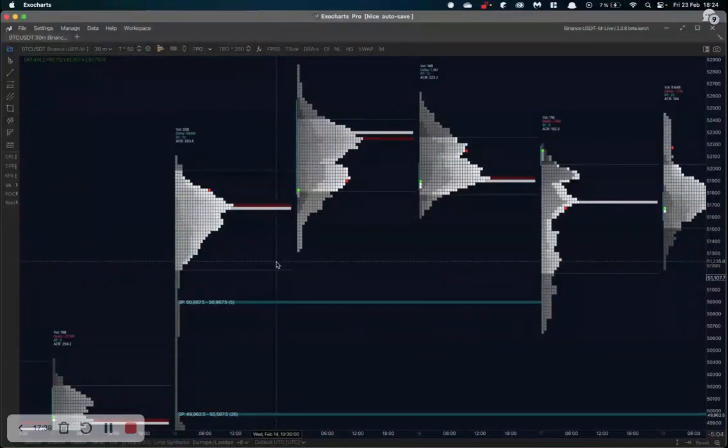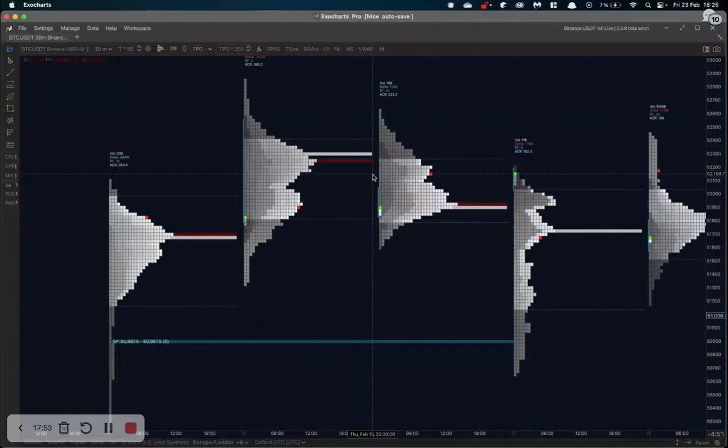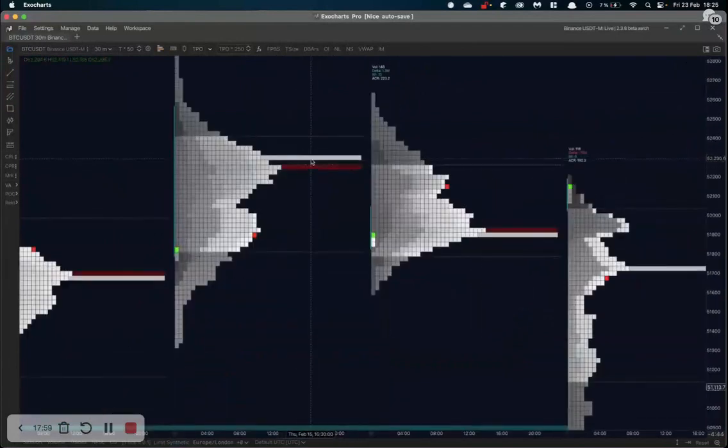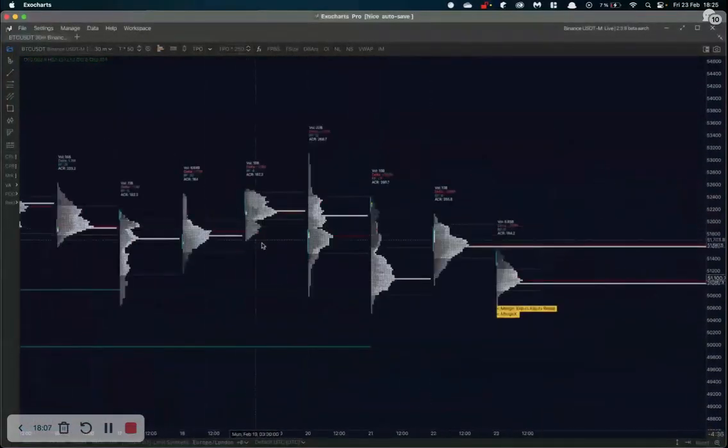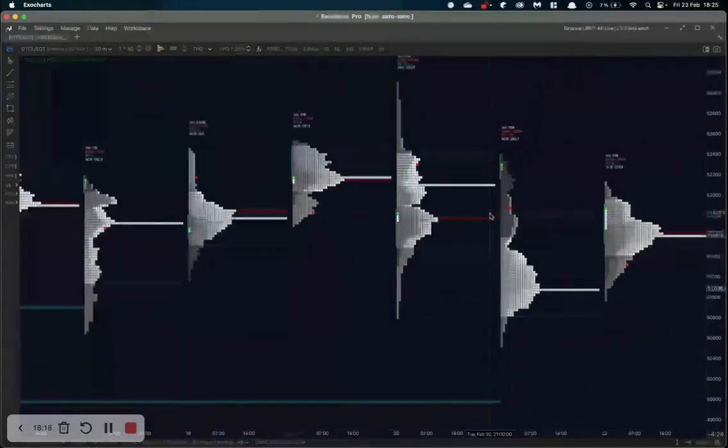The way we identify this is by looking for discrepancies between the time point of control and the volume point of control. The time point of control is the red one. The volume point of control is the white one. We're looking for differences, a gap between these two. This gap isn't big enough. This is the same price here, 52.25 or 52.3. That's no difference. But something like this is a significant difference, almost $500 worth of difference.